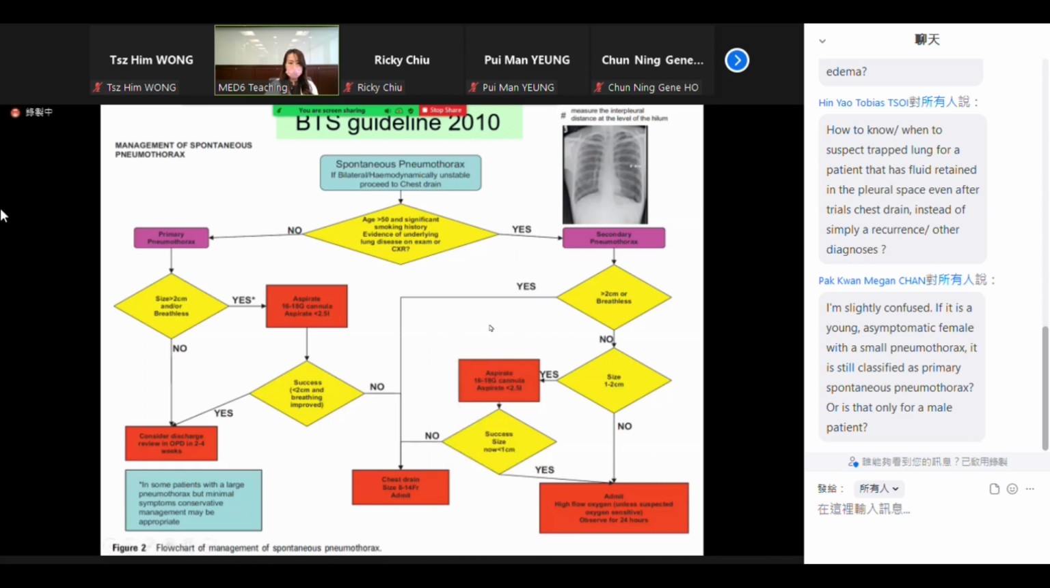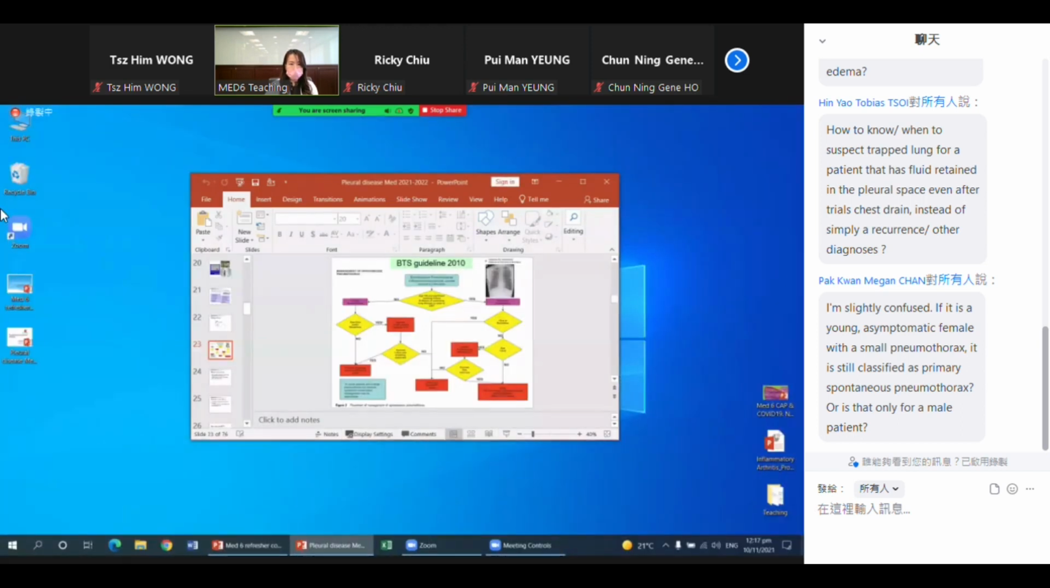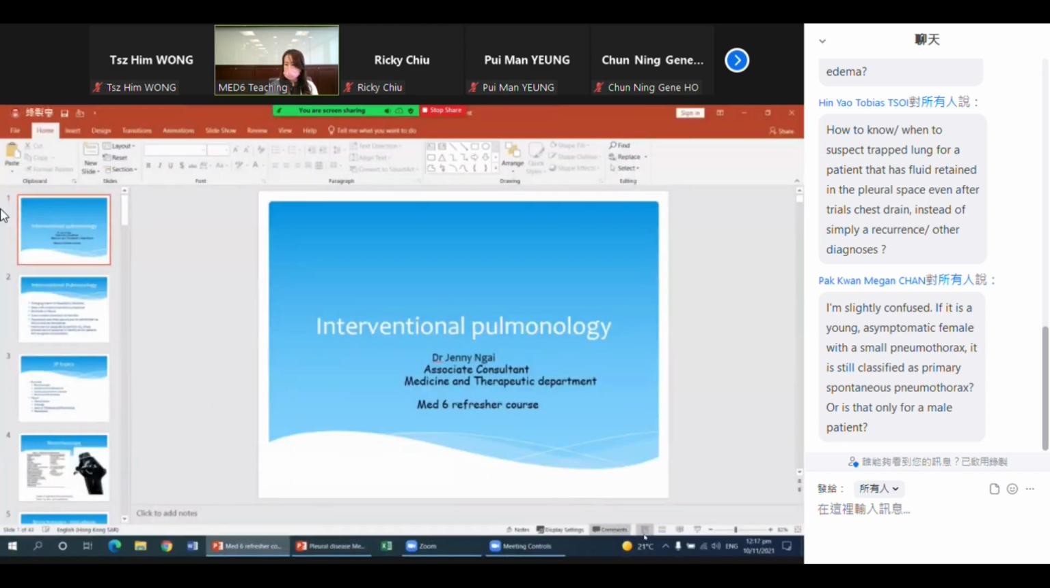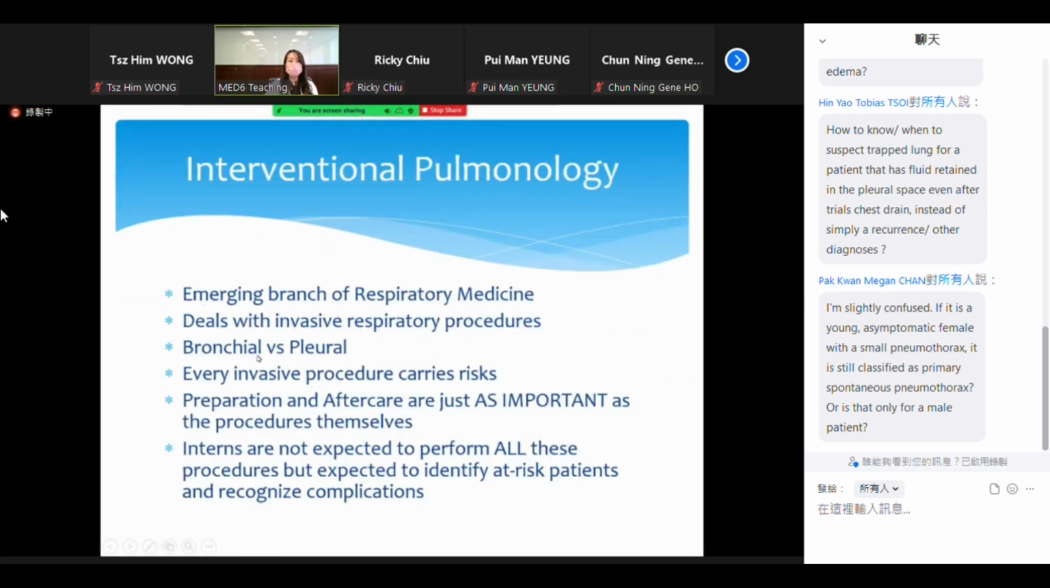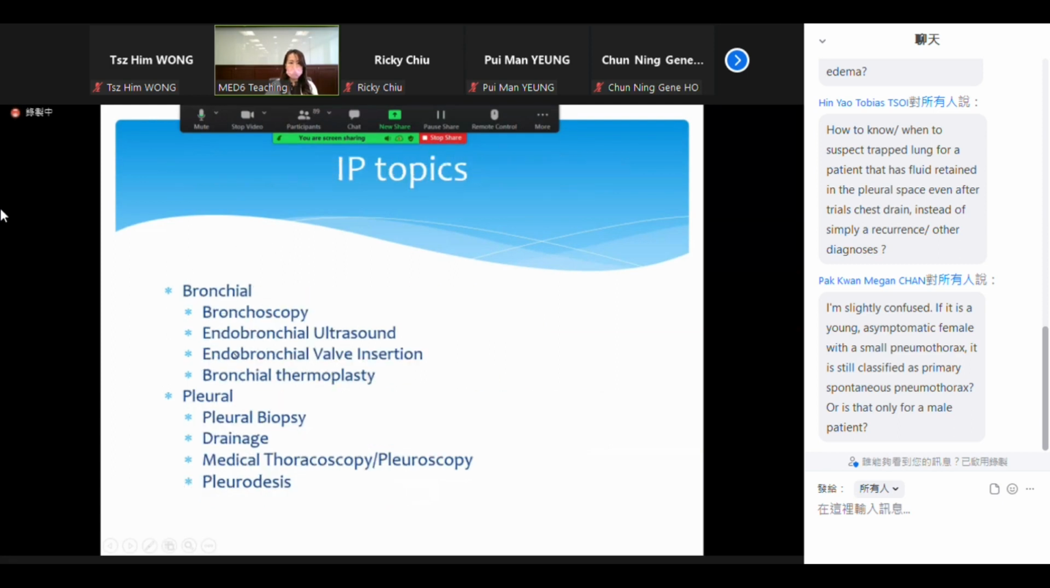Okay, for the sake of time, we have to go to interventional pulmonology. So interventional pulmonology is an emerging branch of respiratory medicine that deals with invasive respiratory procedures. It's bronchial and pleural. I've mentioned the pleural already, for the chest drain, IPC, and pleuroscopy. So I will mainly focus on the bronchial procedures: bronchoscopy, endobronchial ultrasound or EBUS, bronchial valve insertion, and then bronchial thermoplasty. We have covered the pleural procedures already in the first lecture.